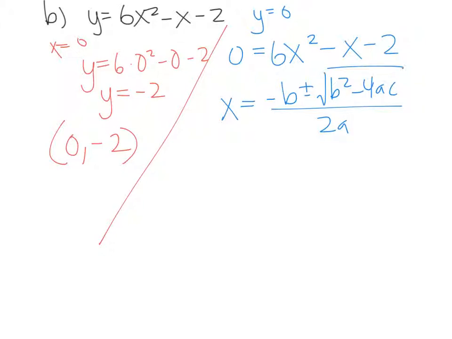Oh my goodness. Are you kidding me? That's how long you do the song. Negative b plus or minus square root of b squared minus 4ac all over 2a. Oh, that sounds cute too.